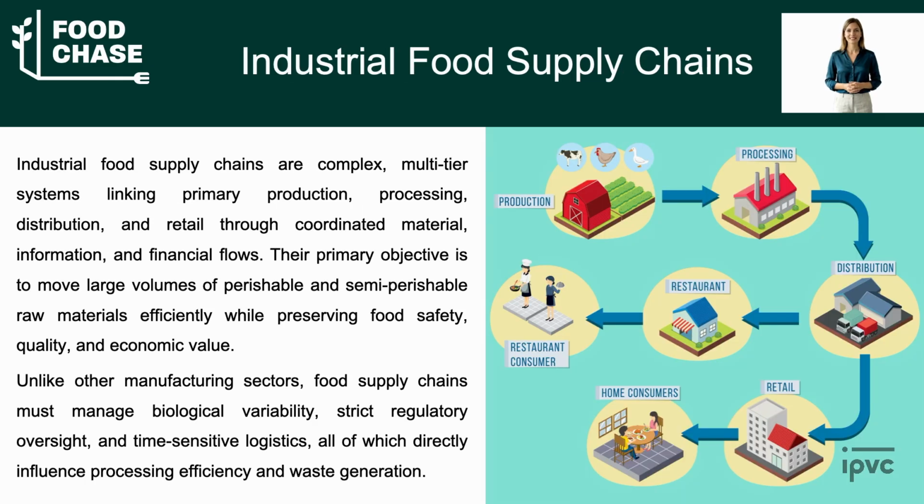Industrial food supply chains are complex, multi-tier systems that connect primary production, processing, distribution, and retail. Their main purpose is to move large volumes of perishable raw materials efficiently while maintaining food safety, quality, and economic value. Unlike other industries, food systems must handle biological variability, strict regulations, and time-sensitive logistics, all of which strongly influence processing efficiency and waste generation.